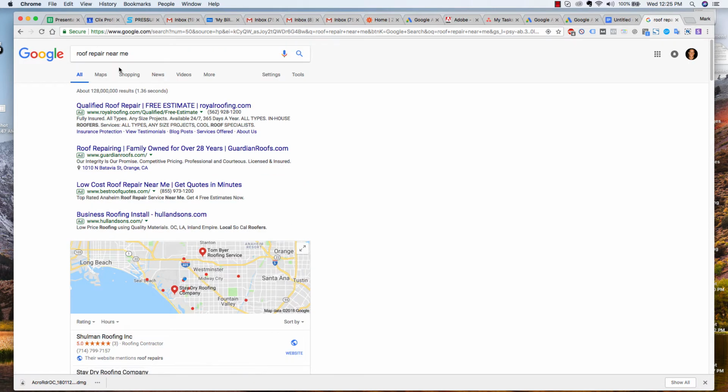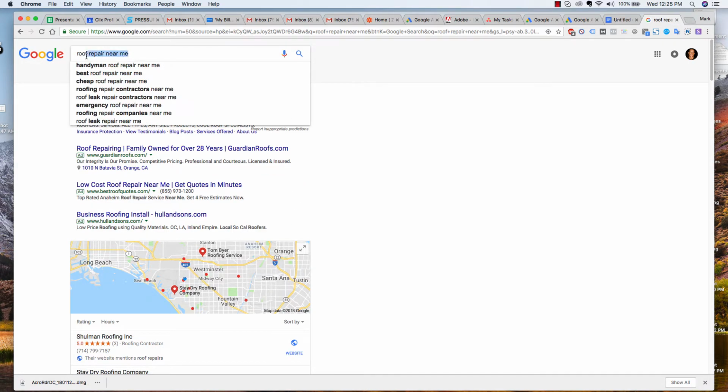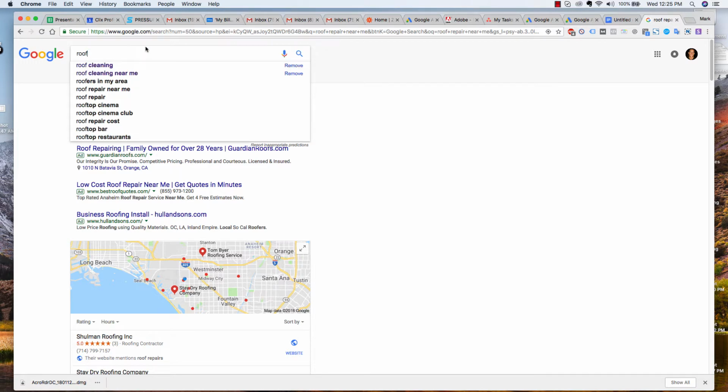Next definition for you guys is a keyword. So a keyword is just one word, just like it sounds. It's typically a part of a search query. So a search query, like I was saying, roof cleaning near me, that's 4 keywords in that phrase. So you could call it a search query, but you can also call it a key phrase. And a key phrase is just several different keywords.